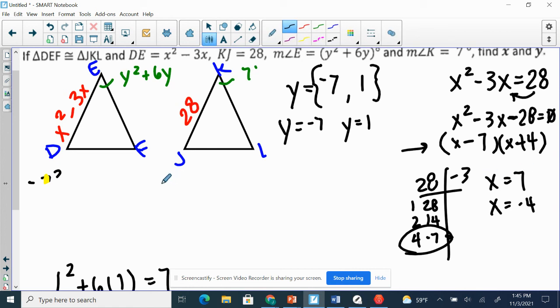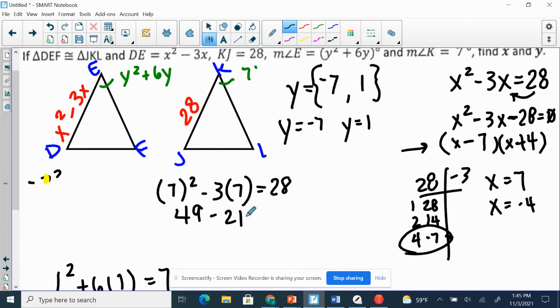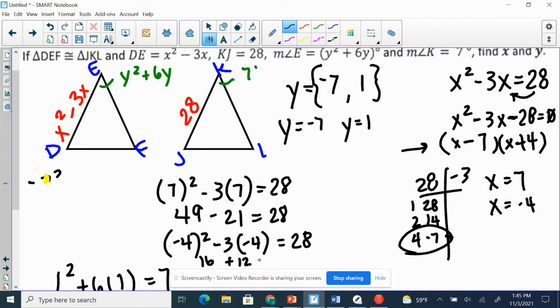So x is 7, so 7 squared minus 3 times 7 should give us 28. So minus 21, so 49 minus 21 does indeed give us 28. And then check our negative 4. So negative 4 squared minus 3 times a negative 4 should give me 28. So 4 times 4 is 16. Negative 3 times negative 4 is a positive 12, which does indeed give us 28. So both of these are great answers as well.